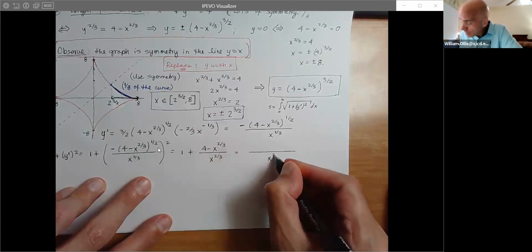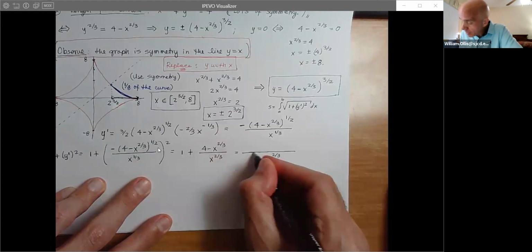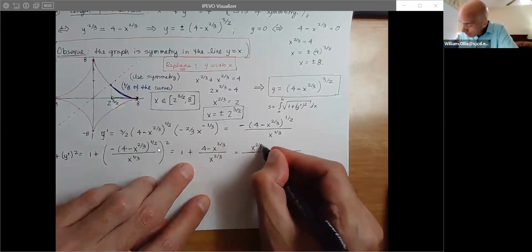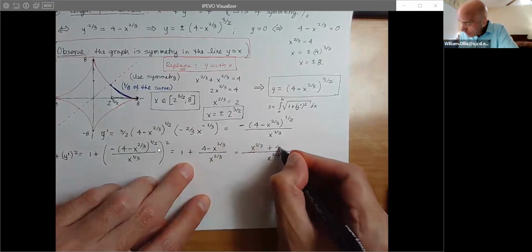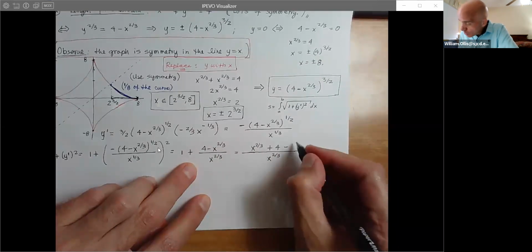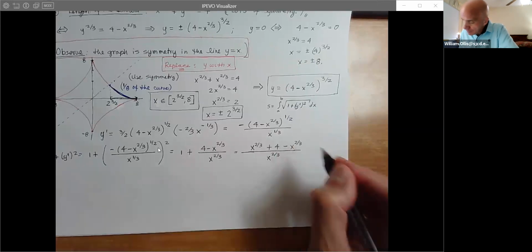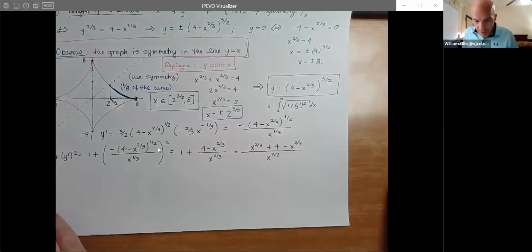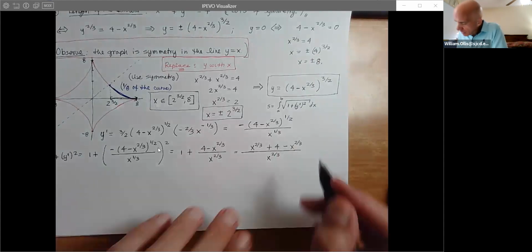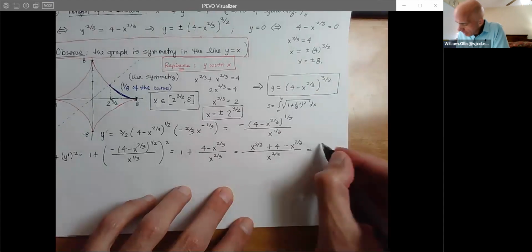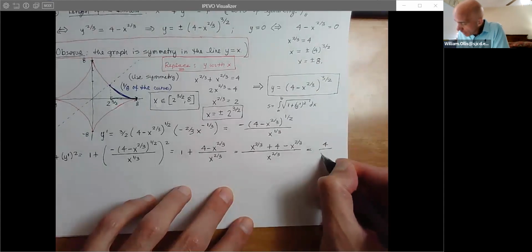What you're seeing is that the techniques are starting to be repetitive. So now we get x to the 2/3 plus 4 minus x to the 2/3. And let's see here. So that doesn't leave us a whole lot. I thought I'd lost everything, but I didn't. I've got enough. 4 over x to the 2/3.